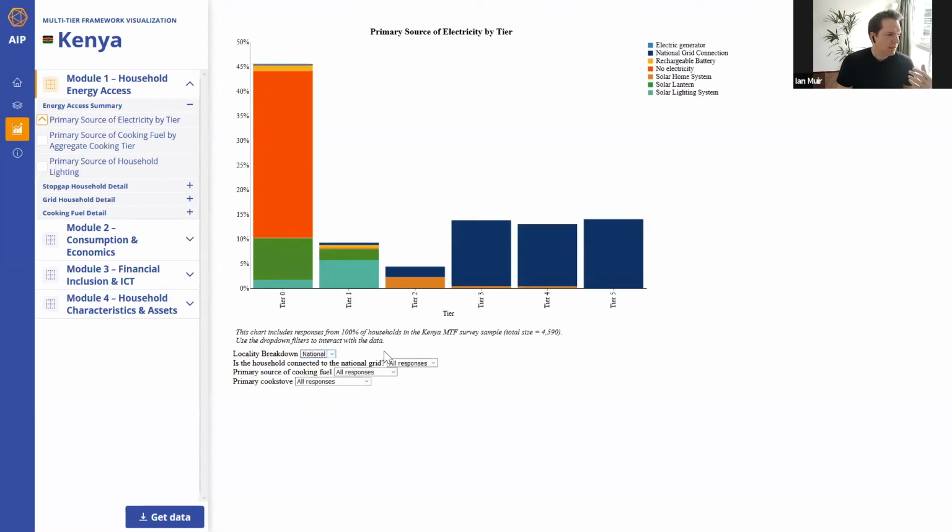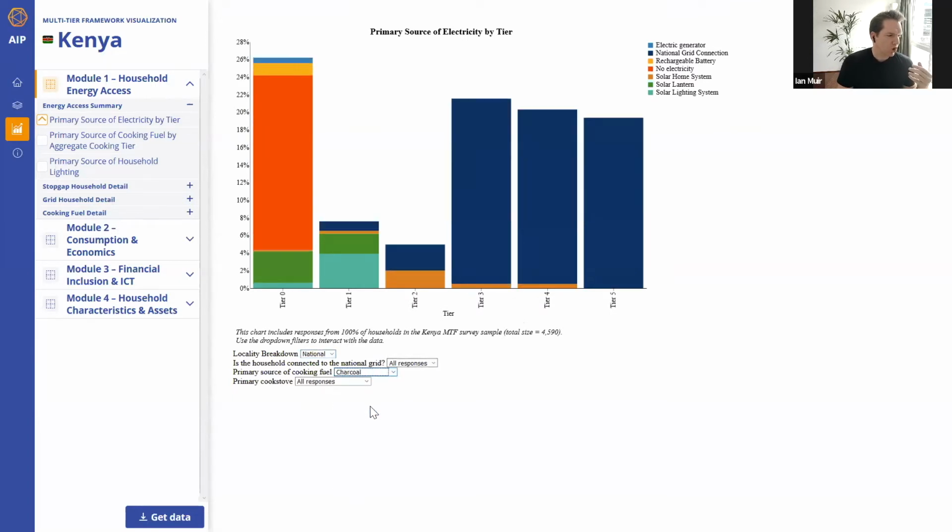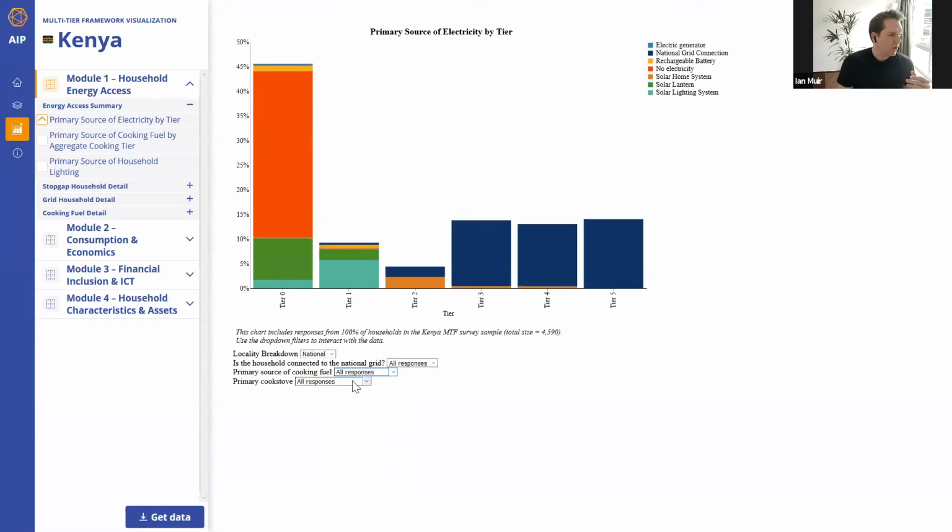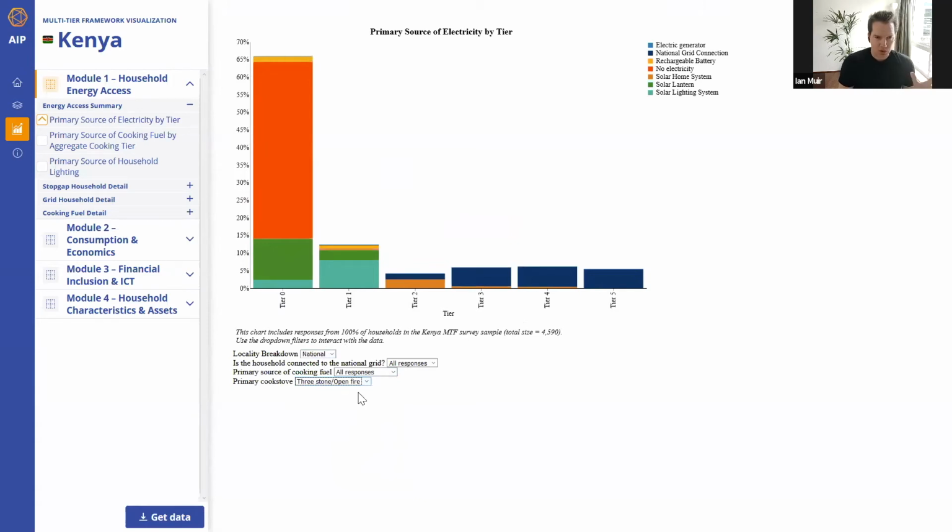You can very quickly say, oh, well, only show me people that are cooking with charcoal, and what does that look like? Or even, what kind of stove are they using, and what does that mean for their electricity access, the correlation between those elements. And so there's essentially thousands of potential permutations possible across these charts.